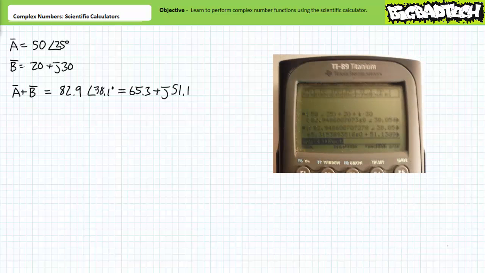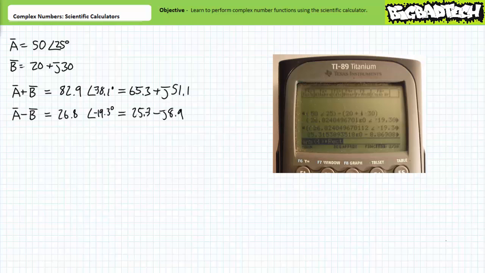If we wish to perform the operation A plus B, I'd enter complex number A in polar as 50 at an angle of 25 degrees, then press plus, then enter complex number B as 20 plus j 30 and press enter. Note I'm mixing forms in the scientific calculator, but it's of little concern. When I press enter, I get the answer 82.9 at an angle of 38.1 degrees. If I wanted the answer in rectangular format, I'd have to use the rectangular catalog entry to convert it to 65.3 plus j 51.1.